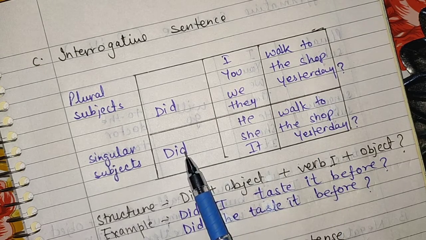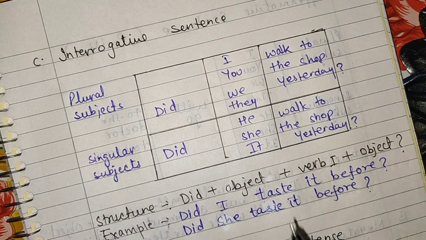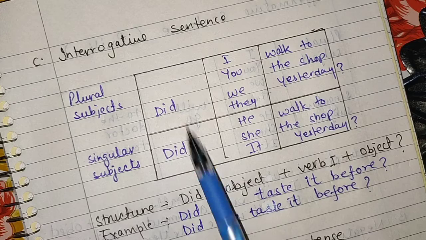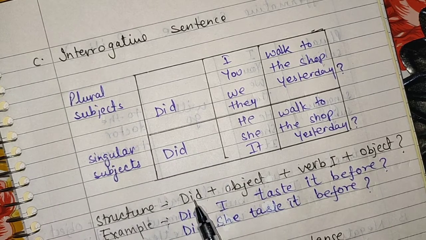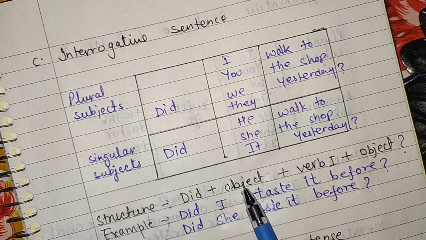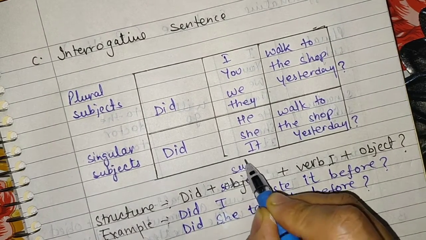Again we are using did, so we need not change the verb form. The verb will remain in the first form only, and this did will go with plural subjects also and singular subjects also. Did plus subject plus verb 1 plus object. Sorry, this is subject, here it will be subject.